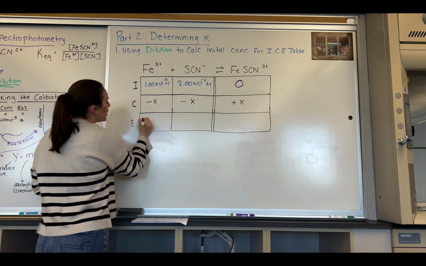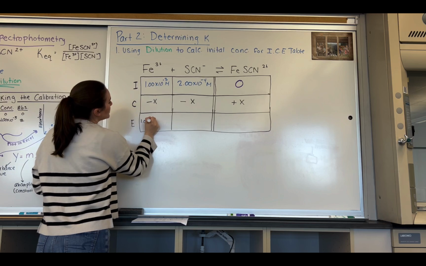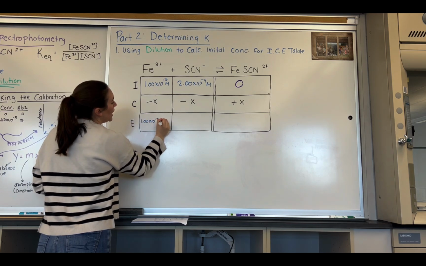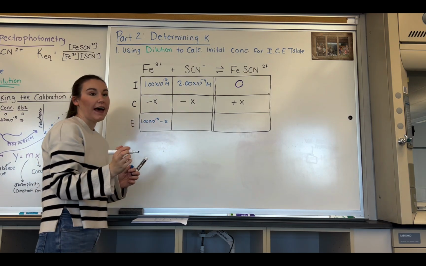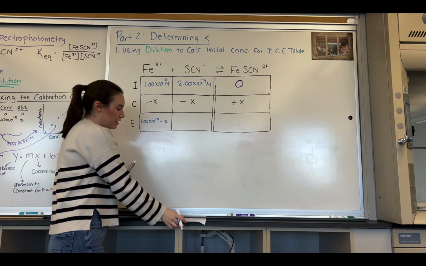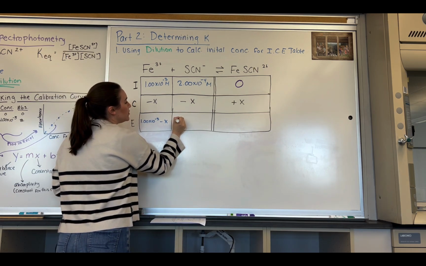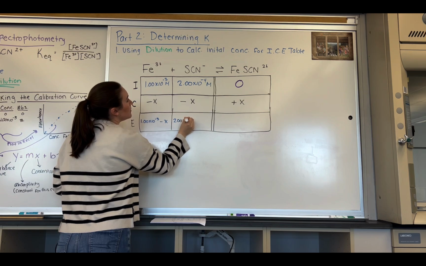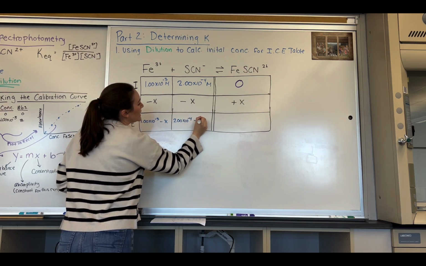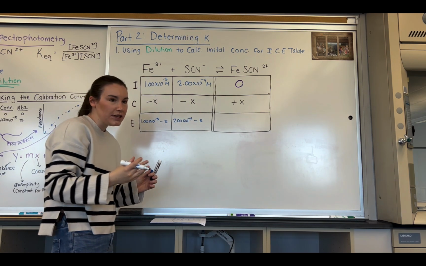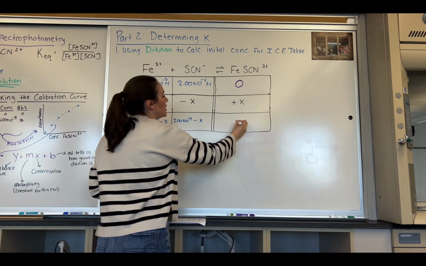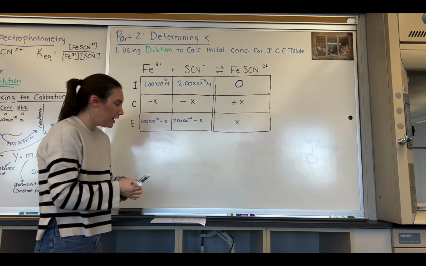So for our iron, it would be 1.00 times 10 to the minus 3 minus some value of X, which is going to be our concentration that's changing. For our thiocyanate, it's going to be 2.0 times 10 to the minus 4 minus X. And for the iron thiocyanate, it's just going to be X.